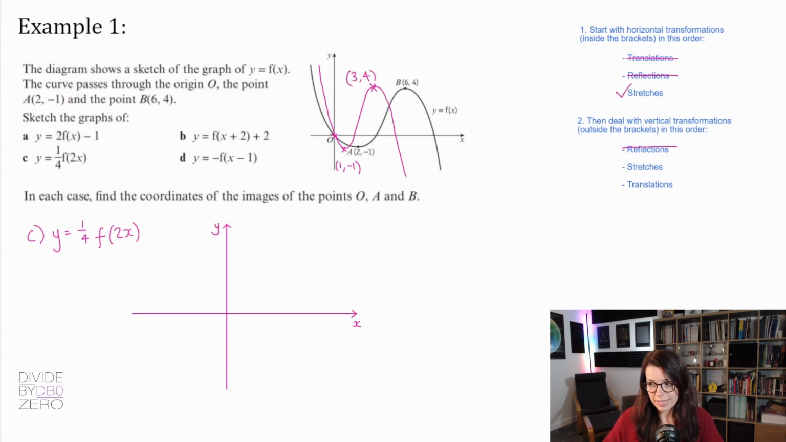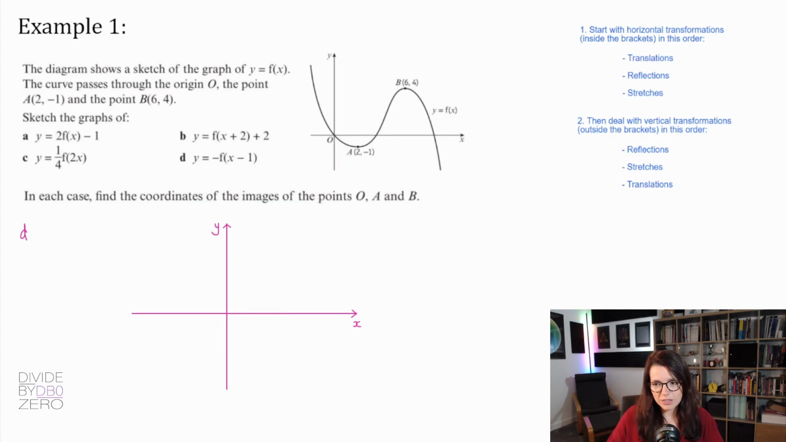No vertical reflection, but we do have a vertical stretch. The quarter means we want to squash the graph this way by a scale factor of 4, or times by 1/4. If we imagine squashing that graph and then put the result on the final answer, it's going to look something like this. So again, origin unchanged. This is now 1, -1/4, and this one is now 3, 1. That deals with the vertical stretch, and there's nothing else to do, so we're done.